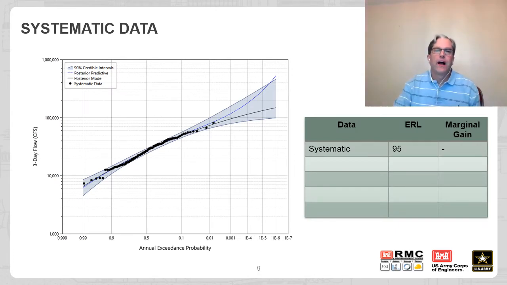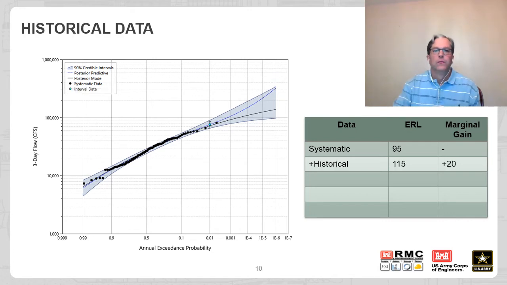Over the next few slides, we'll walk through an example to show how additional data increases the effective record length. So for this example, we will start with a set of systematic data that has a record length of 95 years. When we add historical information to our dataset in the form of flow intervals and perception thresholds, in this example, we increase our effective record length by 20 years to a record length of 115.